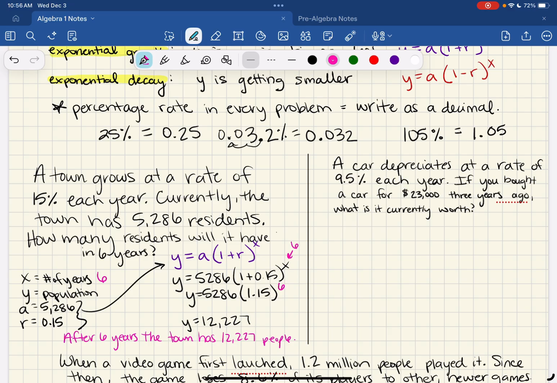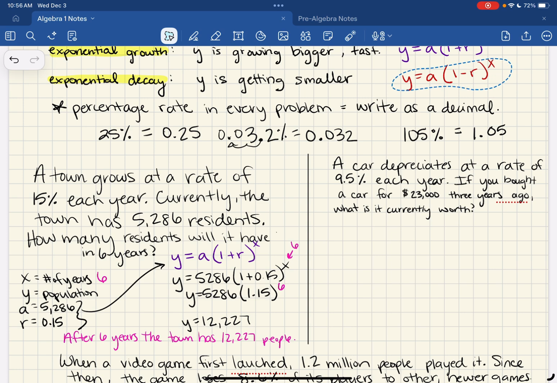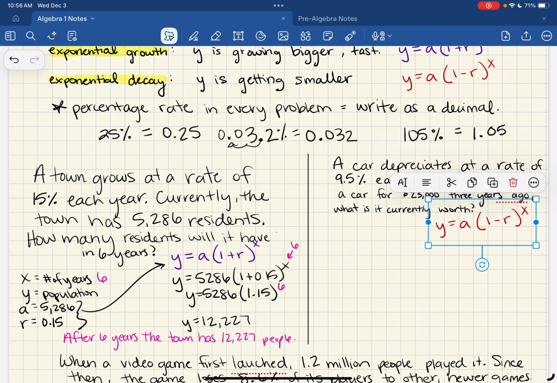All right, moving on. A car depreciates at a rate of 9.5% each year. If you bought a car for $23,000 3 years ago, what is it currently worth? So if it's depreciating, it is a decay equation. So I'm going to use my decay function.